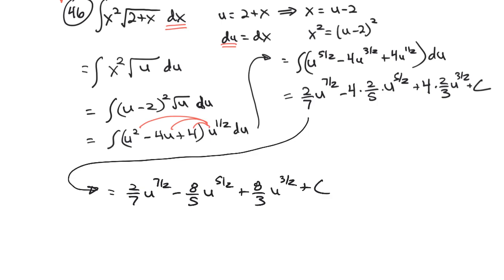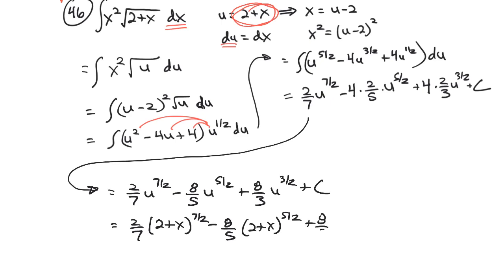Are we done? No, we're not done, right? We have to resubstitute our u. Remember what u really is? u is really just 2 plus x. So we have to plug in 2 plus x. We get 2 plus x to the 7 halves minus 8/5 times 2 plus x to the 5 halves plus 8/3 times 2 plus x to the 3 halves plus c. And that is our final answer for that problem.